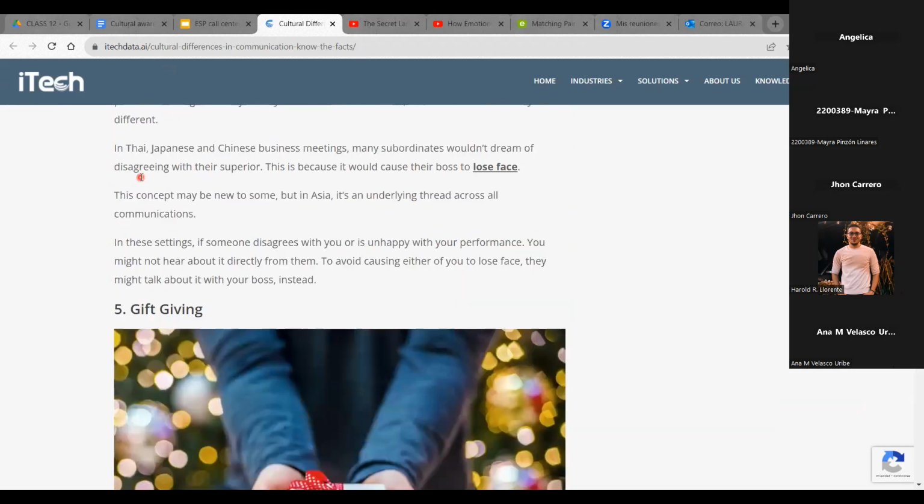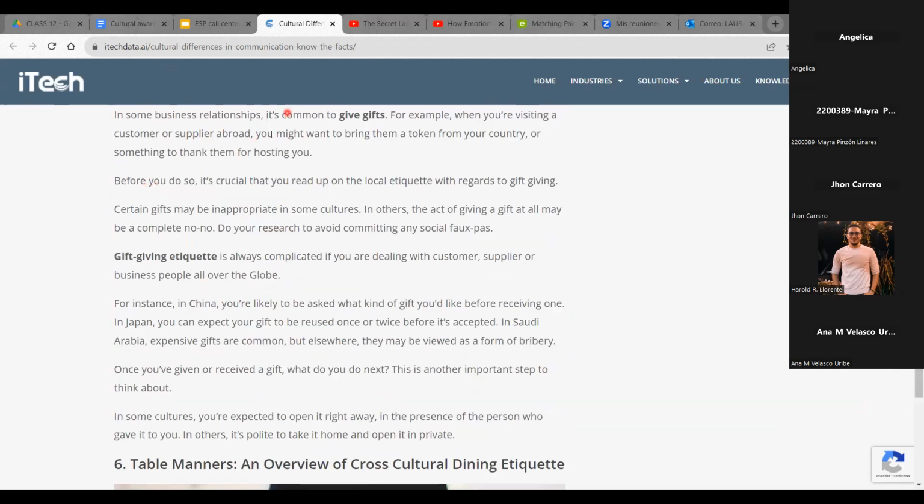Number 5. Giving gifts. It says, in some business relationships, it's common to give gifts. For example, when you're visiting a customer or supplier abroad, you might want to bring them a token from your country or something that thanks them for hosting you. Before you do so, it's crucial that you read up on the local etiquette with regards to giving. Certain gifts may be inappropriate in some cultures. In others, the act of giving a gift at all may be a complete no-no.